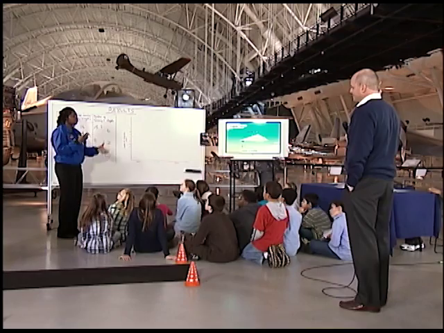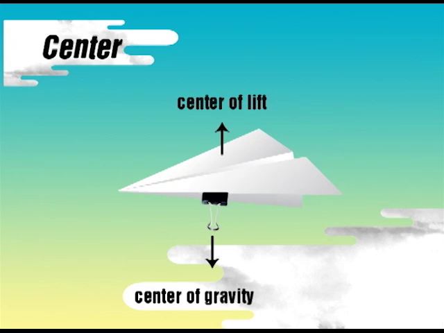But look at the center. So let's look at this. The center has a binder clip in the middle. So our center of gravity and our center of lift are both located in the middle of the plane. This is actually a better plane. It's a more balanced plane.